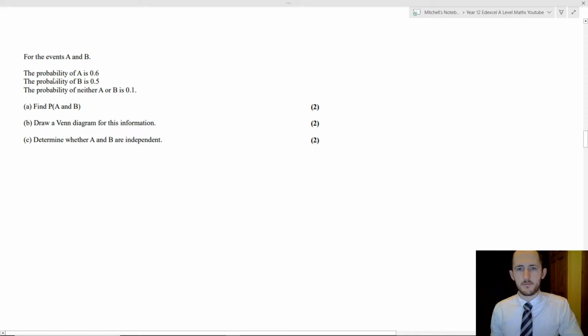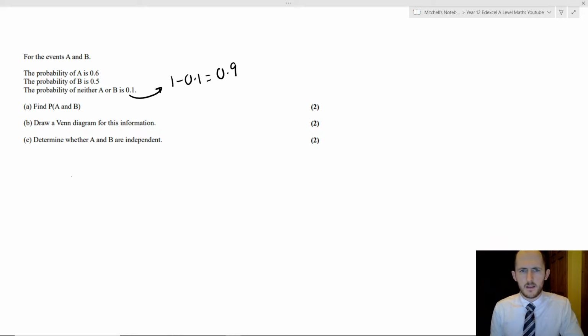So, for the events A and B, the probability of A is 0.6, probability of B is 0.5, probability of neither A or B is 0.1. Okay, and it says find the probability of A and B. Well, if it's neither A or B, right, then 1 minus that is 0.9, and it will give you the probability of A or B. Okay?